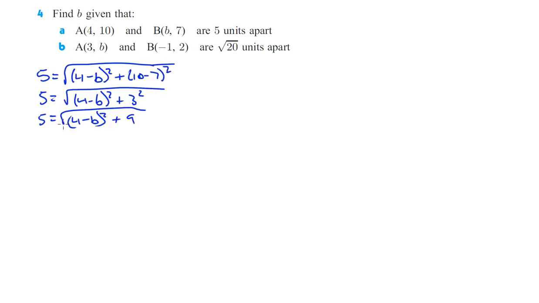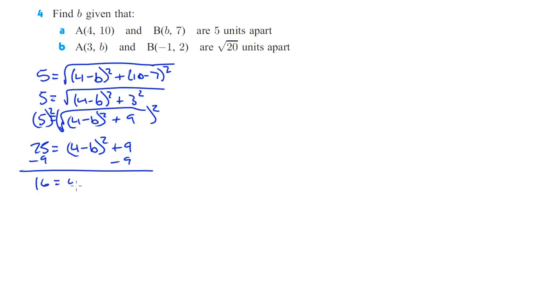Now really the big hang up here is that we have this root. If we square both sides, then we get rid of that root. So we'll get 5 squared is 25, and over here we've got the square root of 4 minus b squared, so really it's just 4 minus b squared plus 9. Now let's start moving stuff away so we can get b by itself. Let's subtract 9 from both sides. We get 16 equals 4 minus b squared.